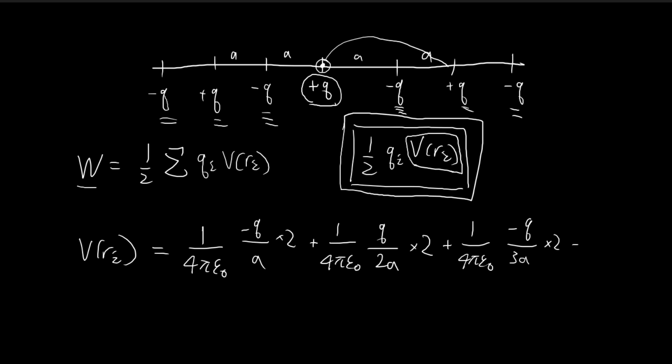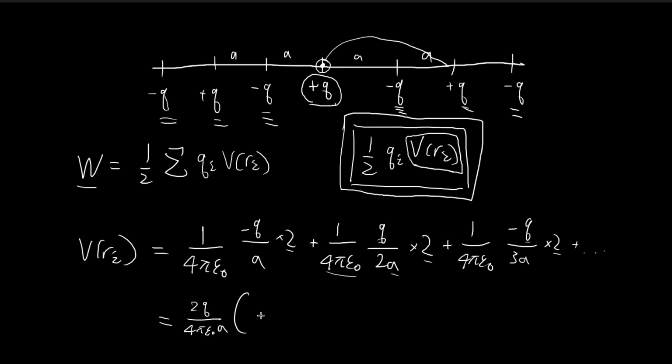You can kind of see a pattern over here. If I pull out the like terms, you can see that all these terms have this 2 as a common factor. They all have a Q, they all have an A, and they all have a 4 pi epsilon. So I'm going to pull out the 2Q over 4 pi epsilon A.